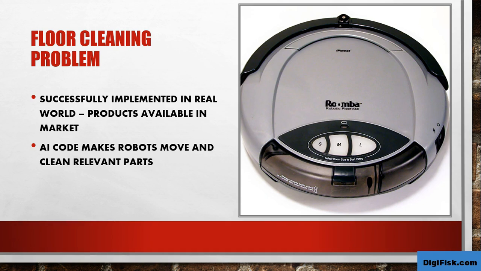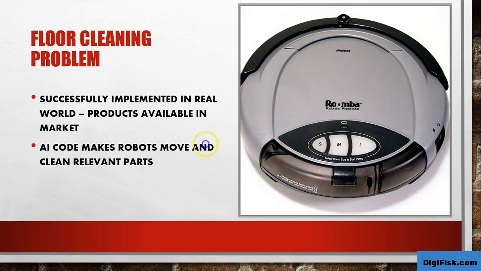I'm sure you've seen vacuum cleaners like this one. Okay, so it's quite cheap for what it can do, and it's already out in the market. So how do they work? They have AI code inside them. So this is the outer layer of the vacuum cleaner, right? But it has an AI code inside them. They have chips inside which has code inside, and that code makes the robots, that's this robot, it makes it move according to their sensors and clean the relevant parts of the floor as well. So it directs our robot.